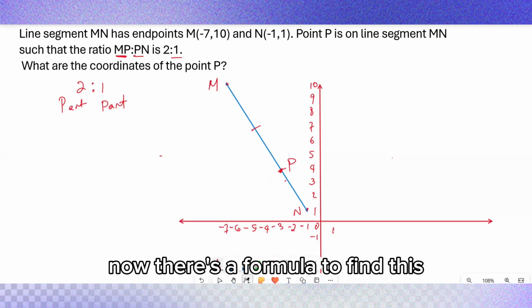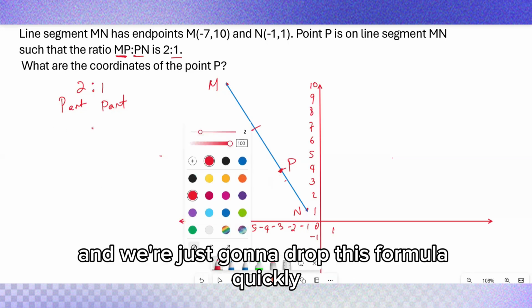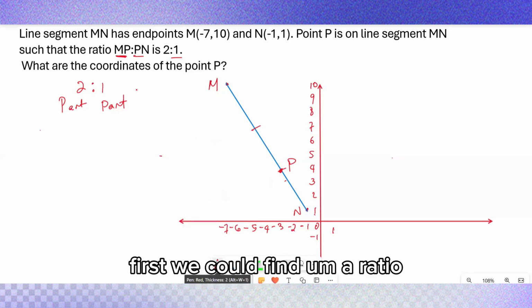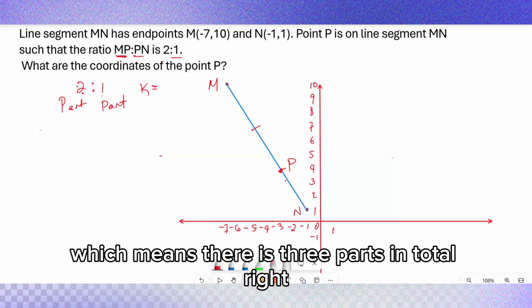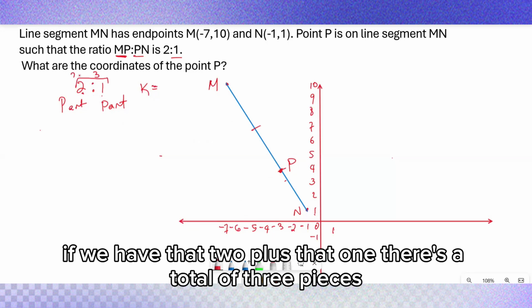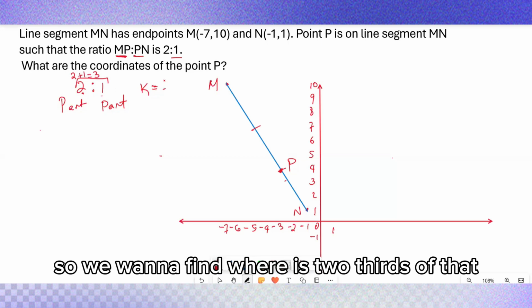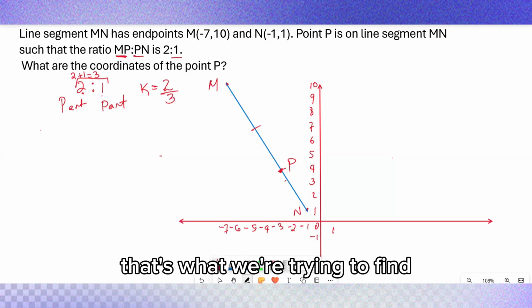Now, there's a formula to find this, and we're just going to drop this formula quickly. First, we could find a ratio. I'm going to call it K. And the ratio here is 2 to 1, which means there are 3 parts in total, right? If we have that 2 plus that 1, there's a total of 3 pieces. So we want to find where is 2/3 of that. That's what we're trying to find.